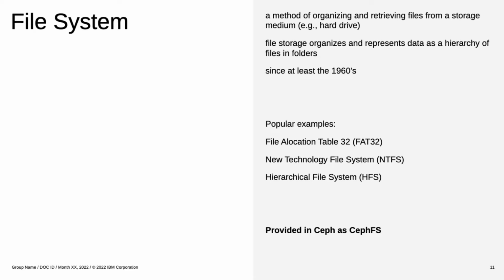File storage organizes and represents data as a hierarchy of files. I'm pretty sure everyone here is extremely familiar with file systems. They've been around since at least the 1960s. You've got a root directory, you've got files and folders off of that root directory, and any combination you want. Most popular file systems today are most assuredly FAT32 and NTFS.